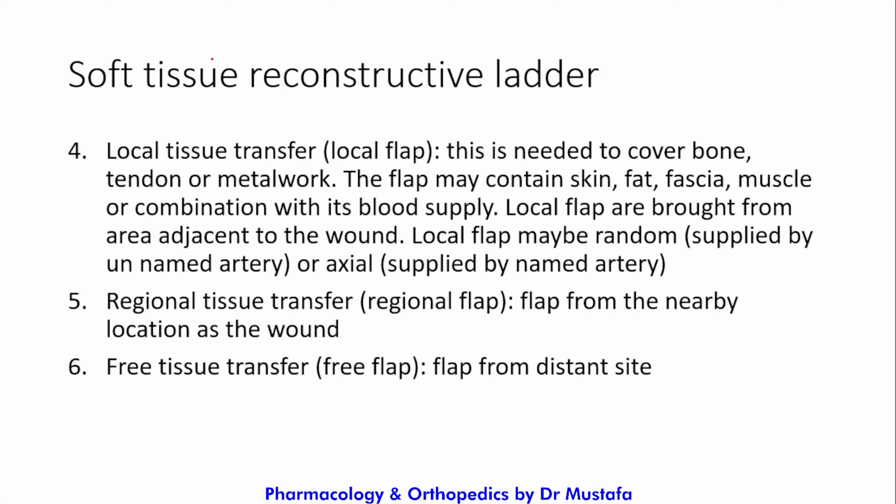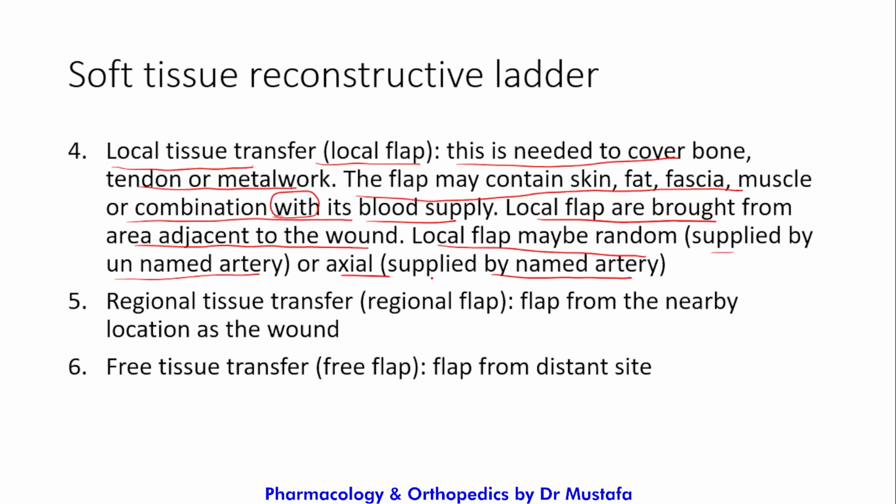The fourth step is the local tissue transfer, also called the local flap. The difference between the flap and graft is that the flap has its own blood supply, so this is needed to cover bone, tendon or metalwork. The flap may contain skin, fat, fascia, muscle or a combination with its blood supply. The local flap is brought from an area adjacent to the wound. The local flap may be random, supplied by an unnamed artery, or axial, supplied by a named artery.